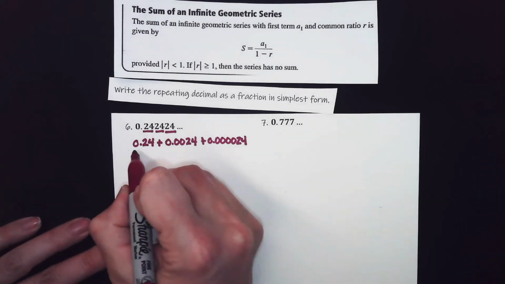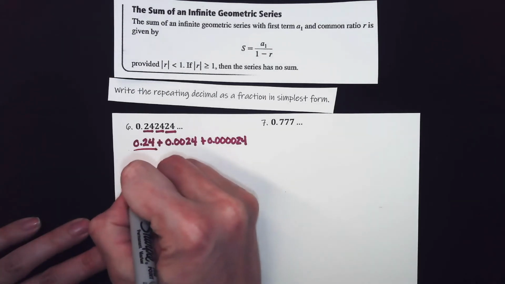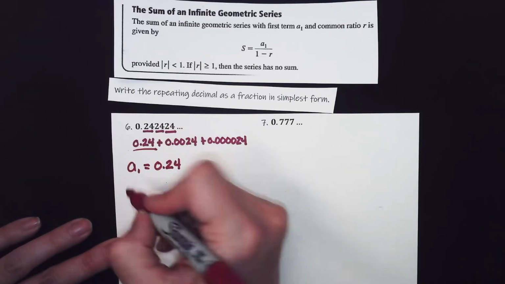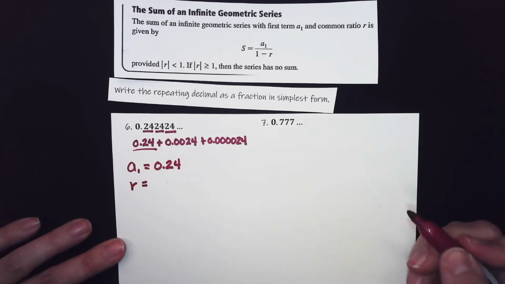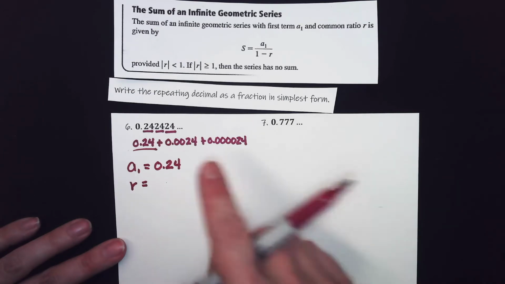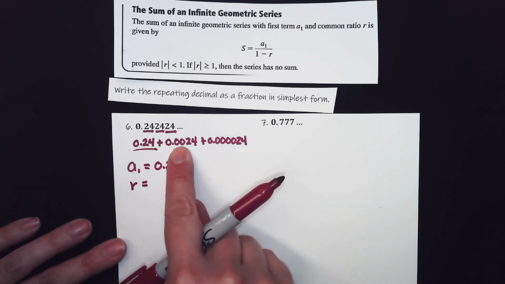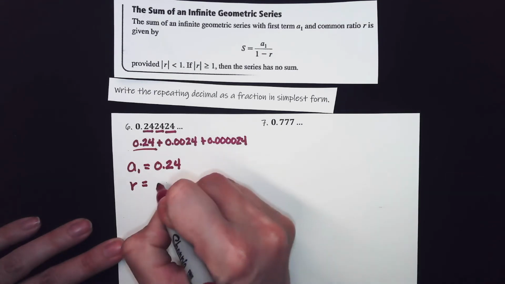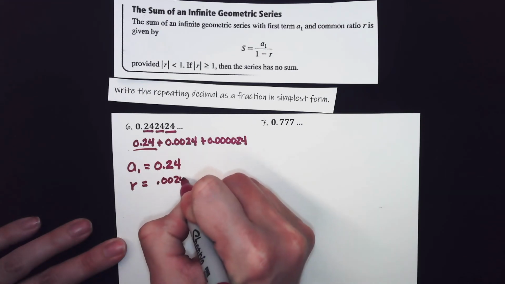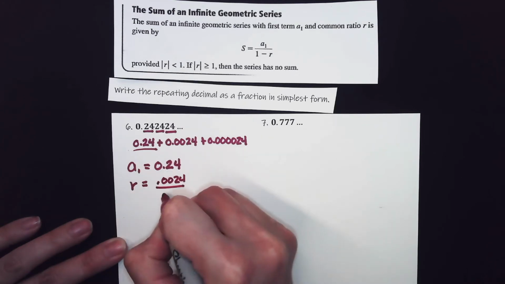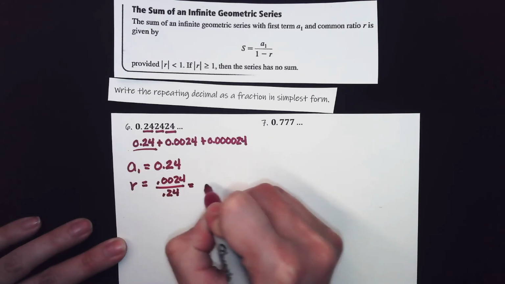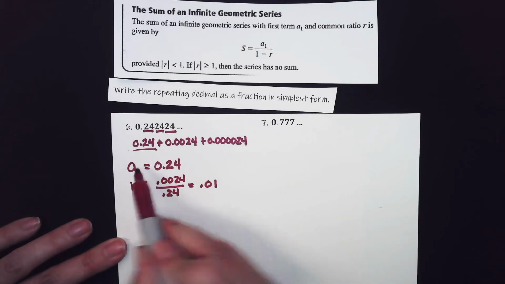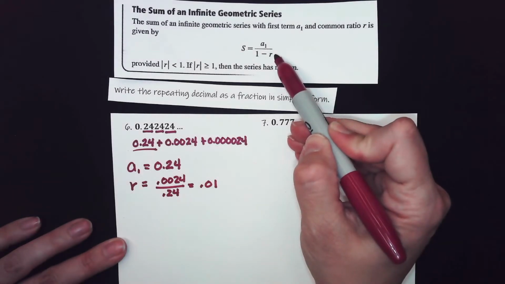Well, so here's A1, 0.24, and I want that common ratio. And when we were finding that common ratio in 8.3, if we take the second term and divide it by the first term, that gives us what we're multiplying by. So I'm going to take 0.0024, and I'm going to divide it by 0.24, and that's going to give me 0.01. So I have R, I have A1, and I'm going to plug it into this equation.